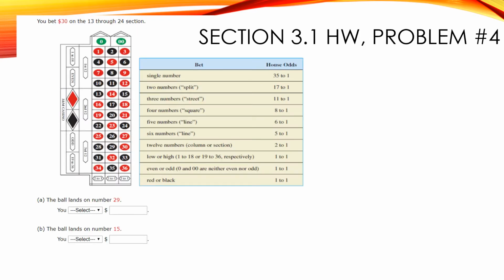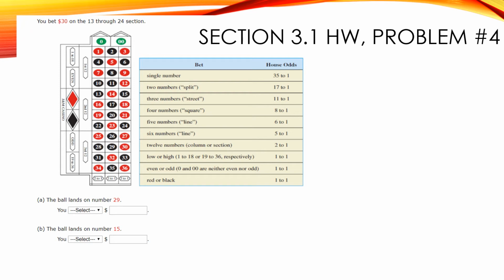This is the last problem we're going to go through on this video. If you would like to see more examples of roulette problems worked out, you can check out the section on D2L that says extra resources for Unit 3. I'm going to upload some extra problems that I've worked through there. So on problem number 4, mine says you bet $30 on the 13 through 24 section. Your bet may be different than mine, but you will still have the same section, 13 through 24.